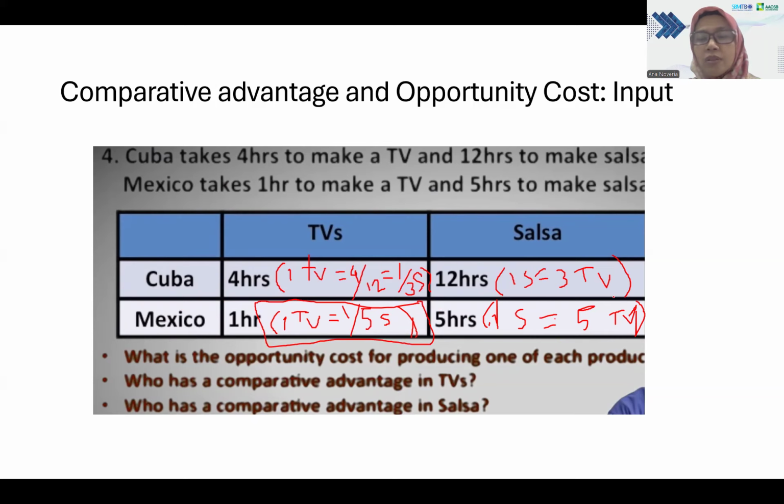And the country that has comparative advantage in producing salsa is the one who has a lower opportunity cost in producing it. That is 3 TV compared to 5. So you get the answer for this. Now we have completed the exercise for both absolute and comparative advantage, using the output and input, or resources, problem.